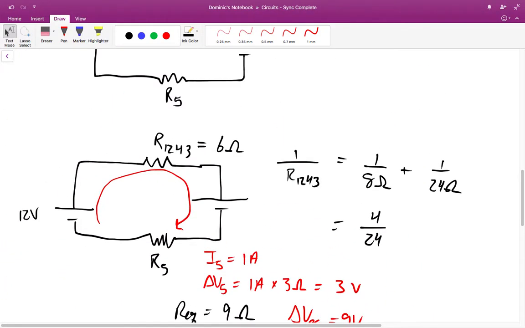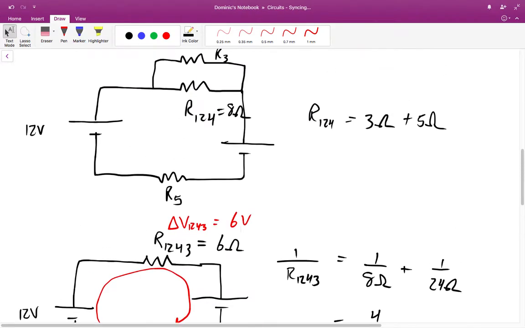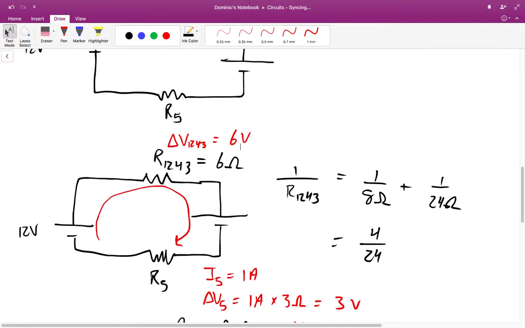The other thing I can figure out about this circuit is what is delta V of this other resistor. All right, so delta V of 1, 2, 4, 3. Again, this is just I times R. So this would be 1 amp times 6 ohms. So we would get 6 volts. That should still obey Kirchhoff's loop rule. So we would have 12 volts minus 6 volts minus 3 volts minus 3 volts gets us 0 again. So that worked out. All right, that's all I can really find out about that circuit.